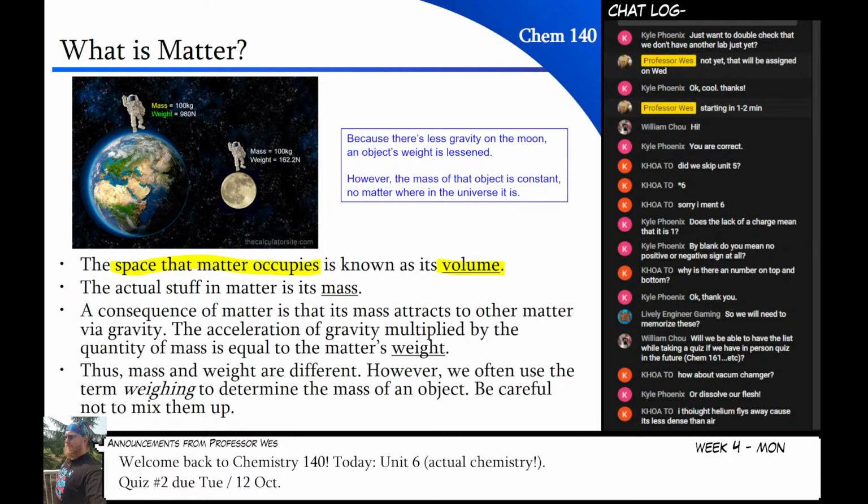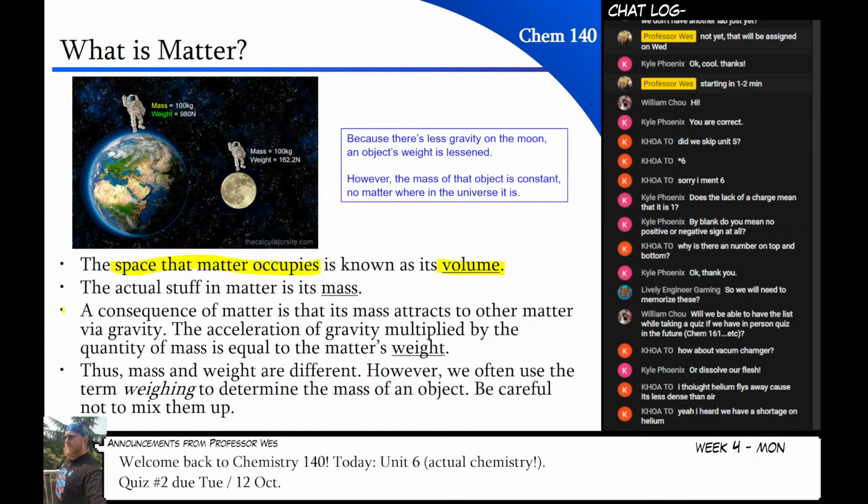All right, so volume is pretty straightforward. It's the space that stuff occupies. Now, the actual stuff in there is mass. All of the atoms and molecules and things like that that are contained in a region, that's our mass. That's what we're going to look at when we're dealing with applications with things like kilograms or density, etc.